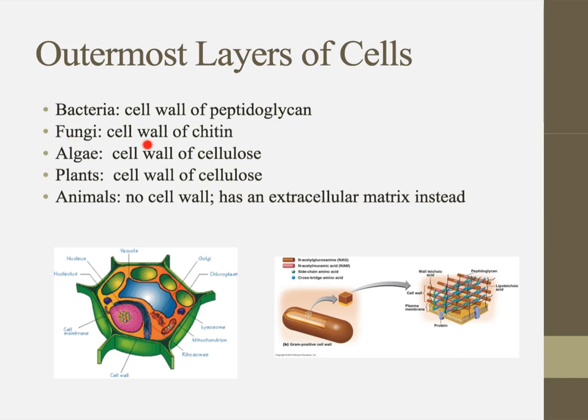Fungi also have a cell wall, but it's made of chitin, so it's a different kind of carbohydrate. Algae and plants both have cell walls made of cellulose. That's another kind of carbohydrate. And animal cells have no cell wall, but they do have something called an extracellular matrix instead, which we'll talk more about in just a second.